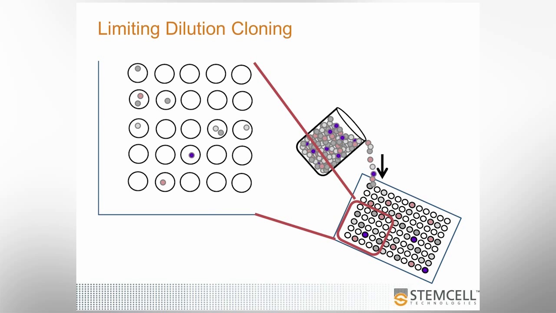The cells are distributed randomly into the wells. And this means that while there's lots of empty wells, and you can see that there are some wells that are seeded with 1 cell, no matter how low the seeding density is, statistically, some of the wells will still be seeded with more than 1 cell.